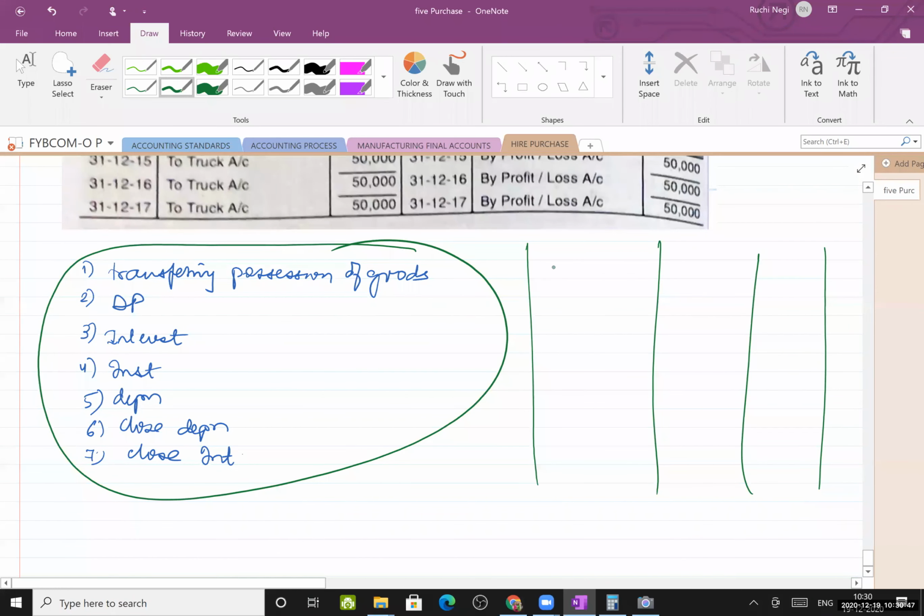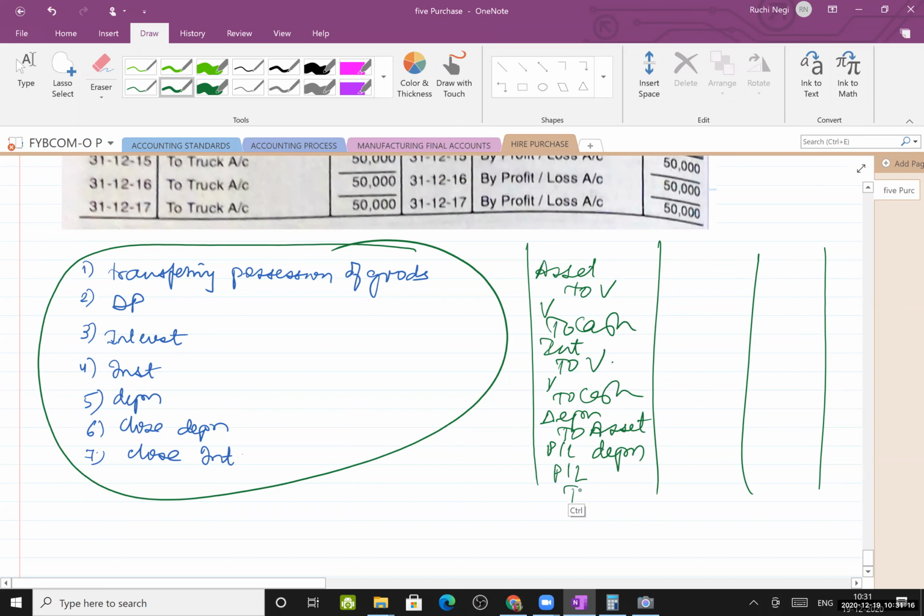What is the first journal entry? Asset account debit to vendor. Second is vendor account debit to cash. Third entry is interest account debit to vendor. Installment is vendor account debit to cash. Depreciation is depreciation account debit to asset. Closing depreciation is P&L to depreciation. Then last is P&L to interest. So these journal entries will be repeating.